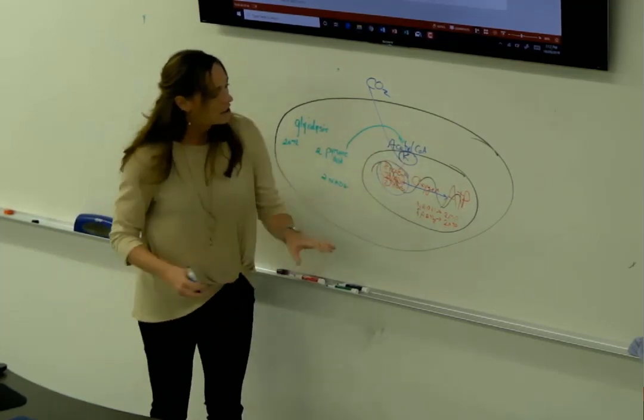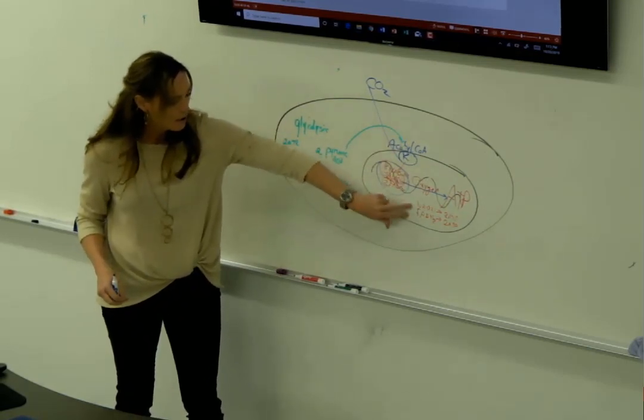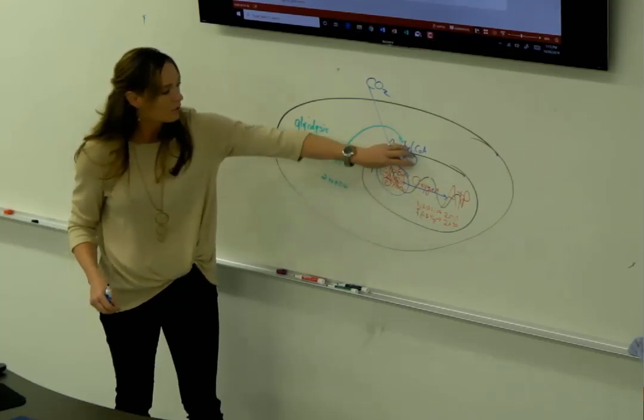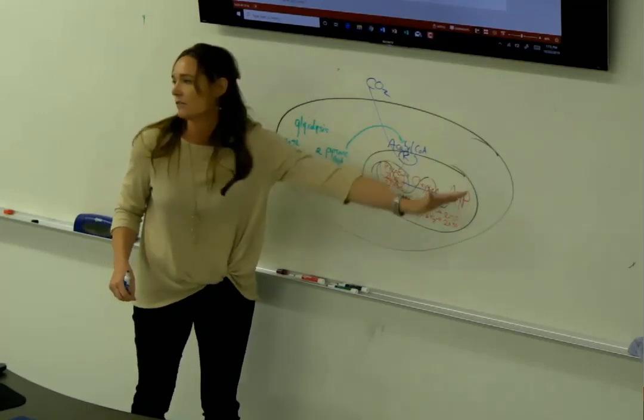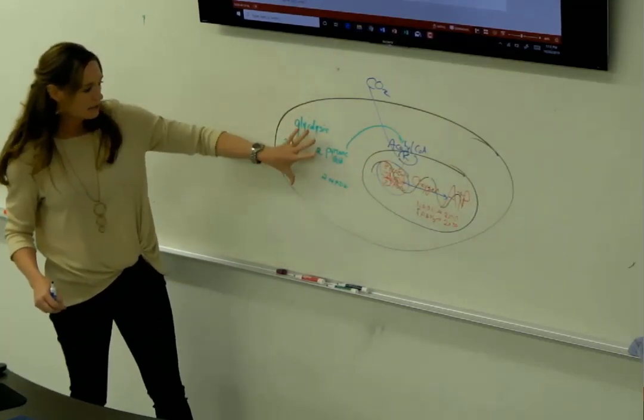But I want you to know where carbon dioxide's made. I want you to know where oxygen's utilized. I want you to know what you get out of NADH, FADH2. I want you to know that the Krebs cycle and the electron transport chain take place in the mitochondria of the cell, and that glycolysis takes place out in the cytosol.